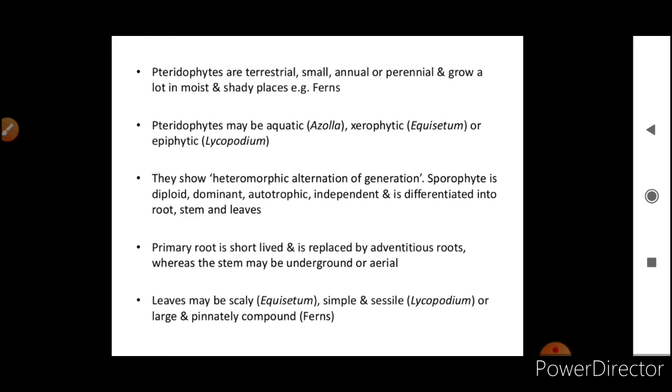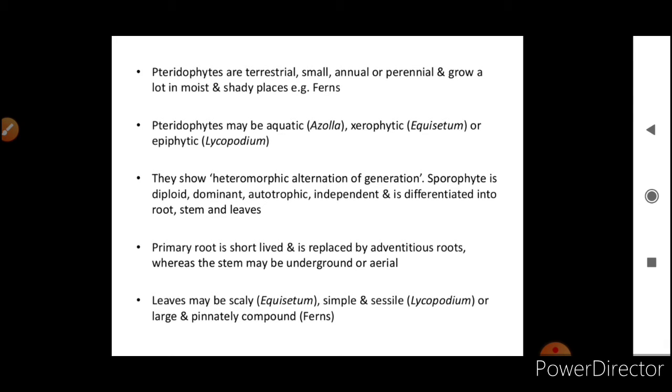Sporophyte is the main plant body, that is the dominant. It is diploid, autotrophic, independent and it's differentiated into root, stem and leaves. Primary root is short-lived and is replaced by adventitious root, whereas the stem may be underground or aerial.